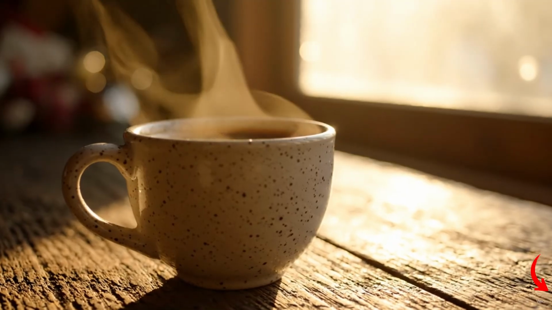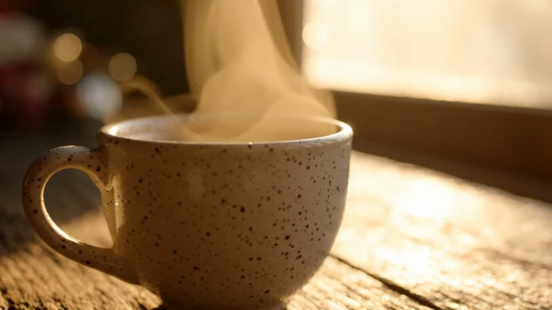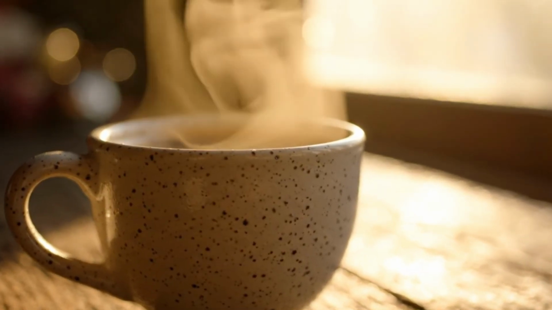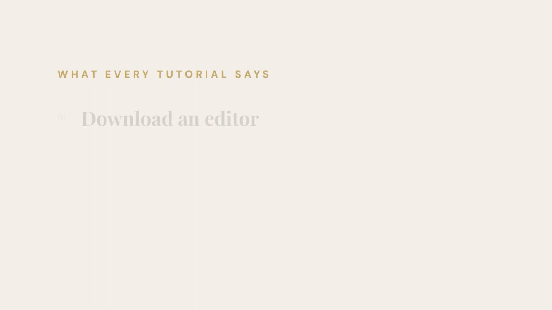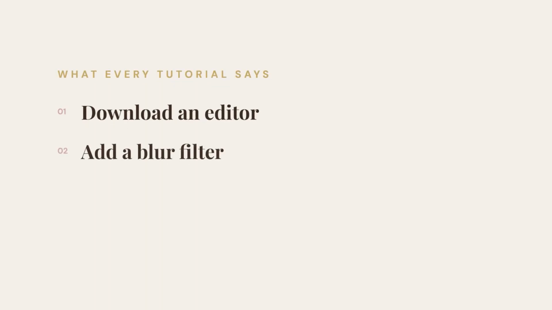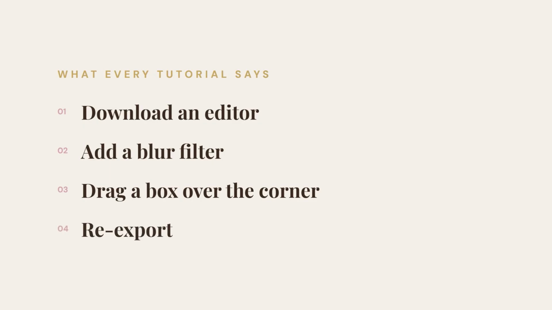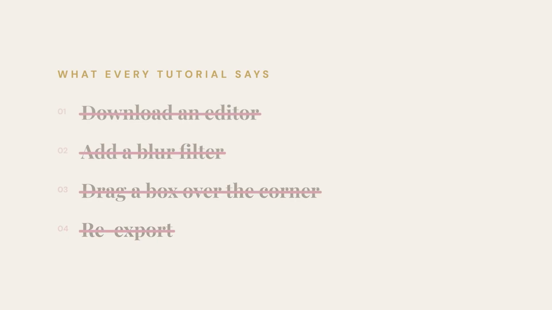If you've made anything in Google Flow, then you know that you've got a watermark sitting in the corner of it. Every tutorial I found tells you to fix it the same way. Download an editor, add a blur filter, drag a box over the corner, and hope it doesn't spot the whole thing again. You don't have to do any of that anymore.